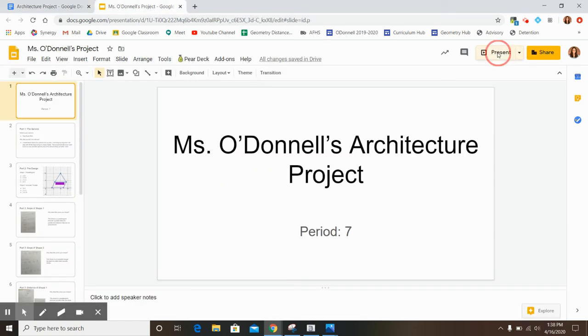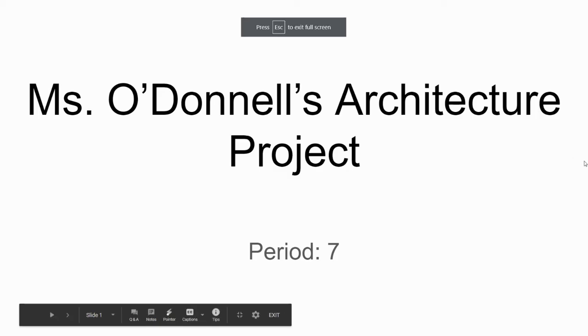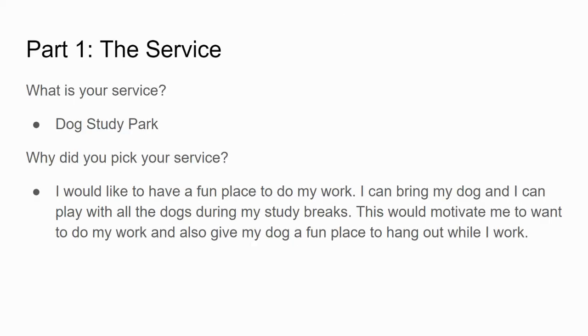So here's my project. Miss O'Donnell's architecture project with my period. Obviously, I'm not in period 7. All right, so part 1 is the service. The service that I chose is a dog study park. And why did I choose this service? Because I would like to have a fun place to do my work. I can bring my dog and I can play with the dogs during my study breaks. This would motivate me to want to do my work and also give my dog a fun place to hang out while I work. So the reason why I want this is because there's not really a dog park or a really fun study area where I live. And so I want to create this in my town.